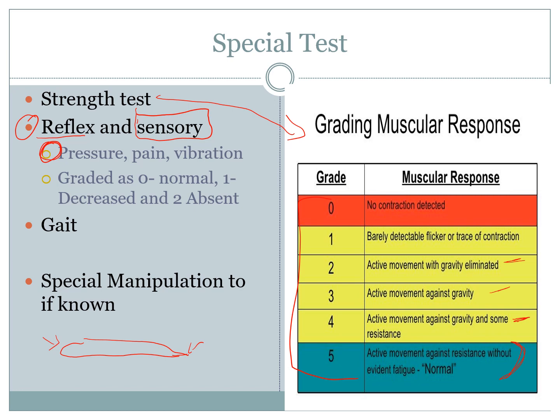And it's graded as if it's 0, then it's normal. They can feel the difference between pain, pressure, and vibration, no problems at all. If it's decreased, so they can only feel some but not the others, then it's a 1. They can't feel any of them, then it's absent as well.